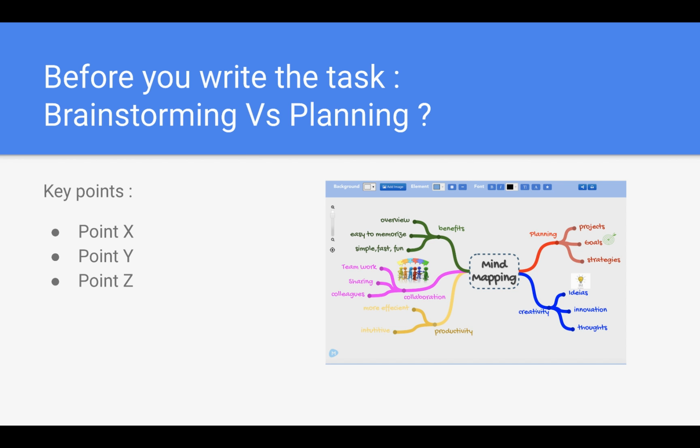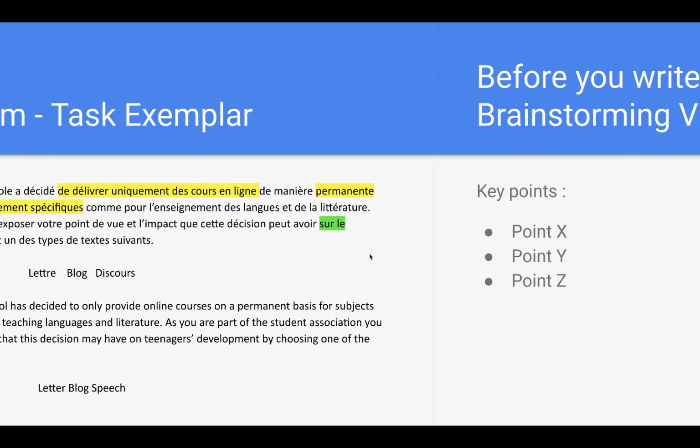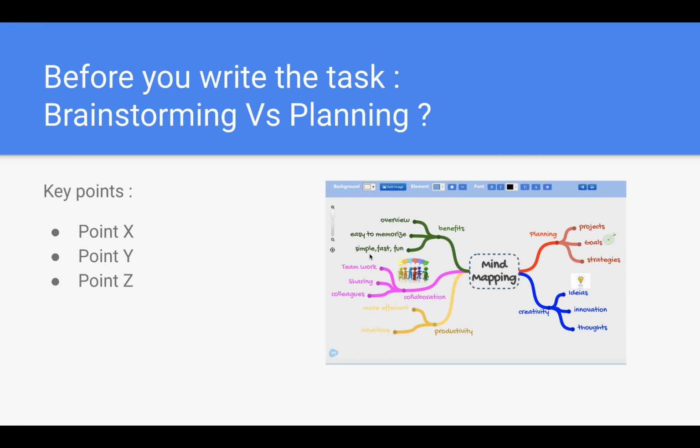We're going to talk about that a little bit later on. But it's also about planning. And planning is about ordering those ideas, definitely. So if you want to do an efficient planning, you need to brainstorm first, and then you need to order those points. And that's what I call planning. Maybe some people will disagree. Let me know in the comments below if you disagree.